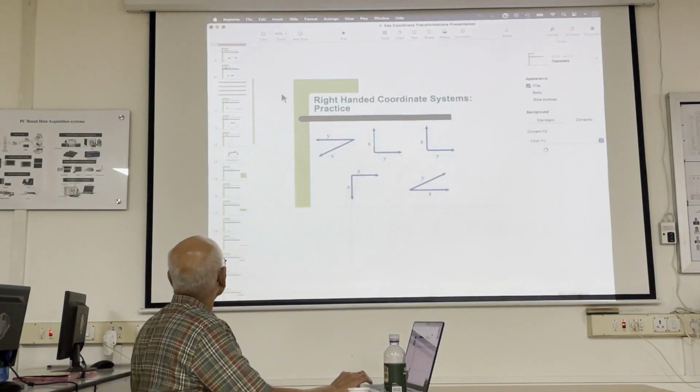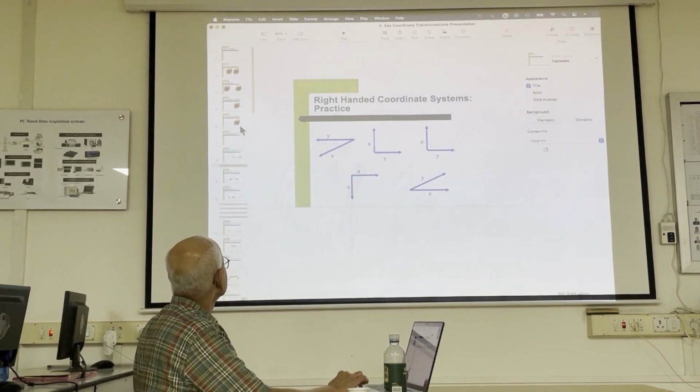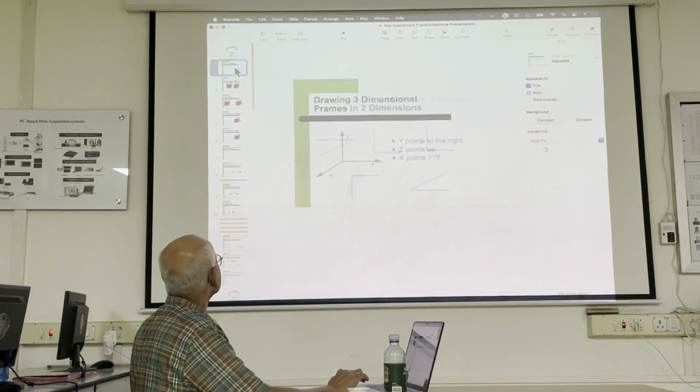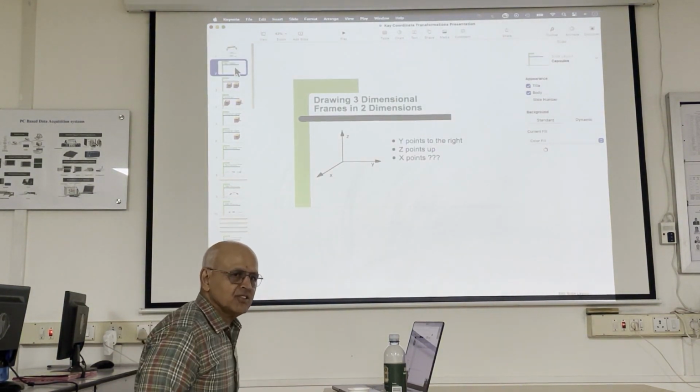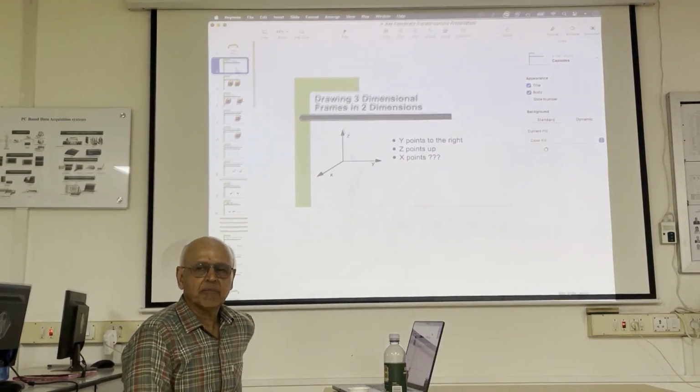If you have a PDF version, this is probably a word you've never heard of. It's a keynote presentation, which is Mac's equivalent of PowerPoint.